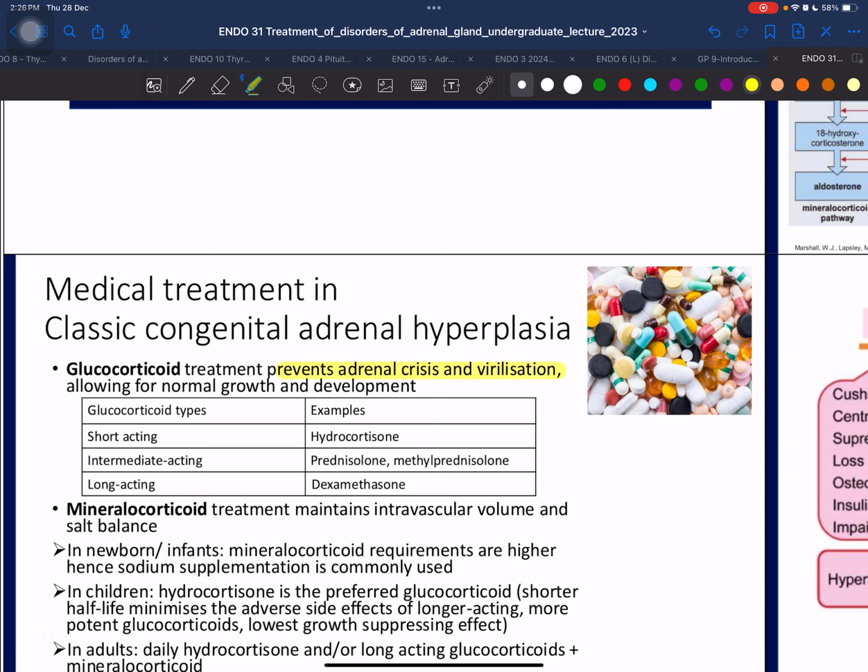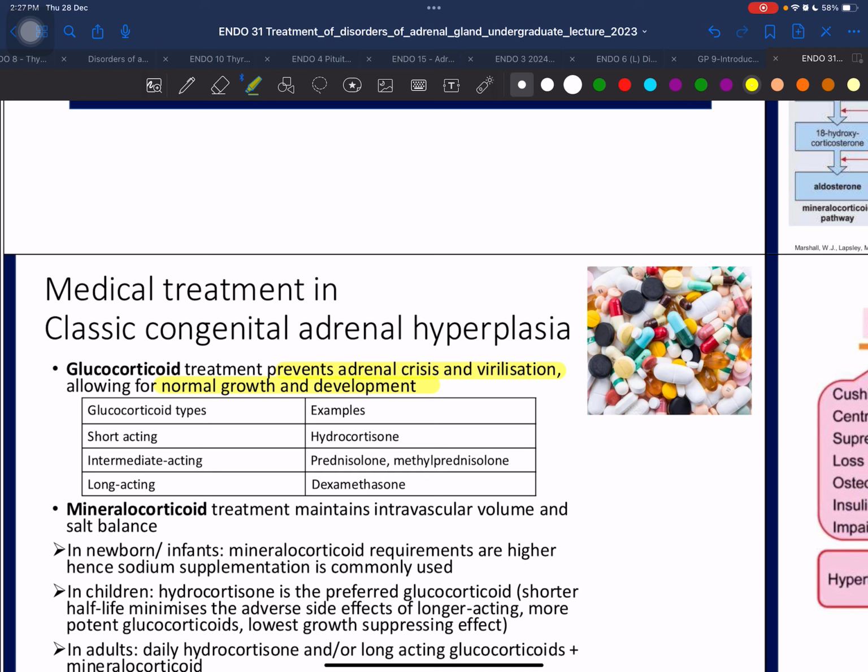So you can give different glucocorticoid types. There are short-acting ones, intermediate-acting, and long-acting ones. So mineralocorticoid treatment maintains intravascular volume and salt balance because mineralocorticoid acts like your aldosterone, isn't it? It pulls in water and salt to maintain your effective arterial blood volume. In newborn or infants, mineralocorticoid requirements are higher, hence sodium supplementation is commonly used.